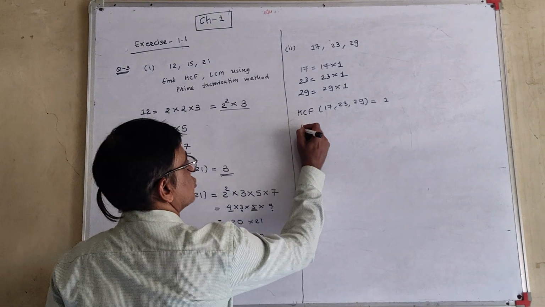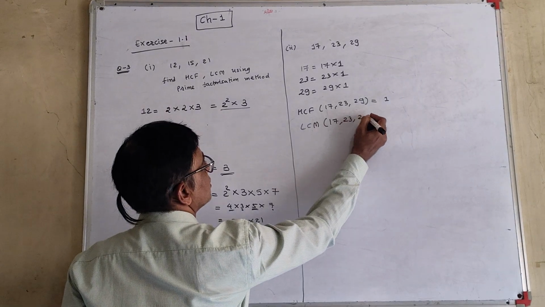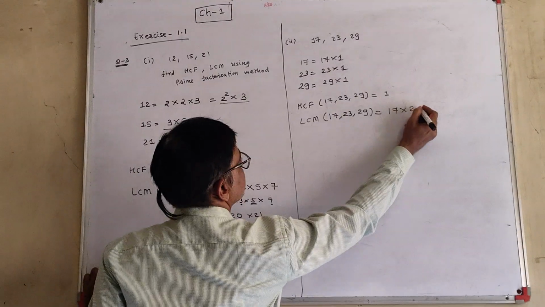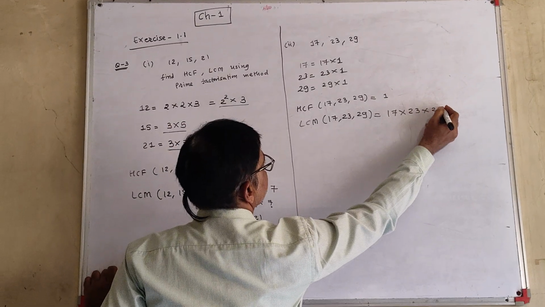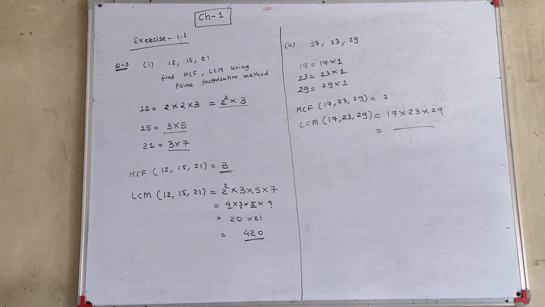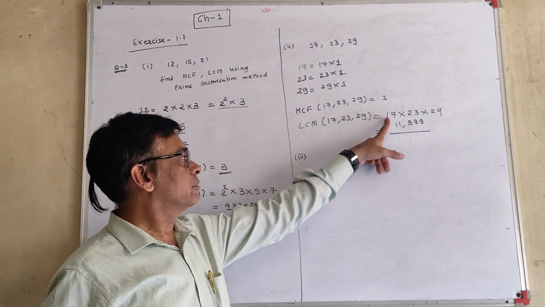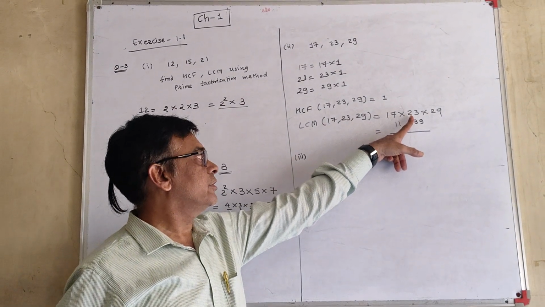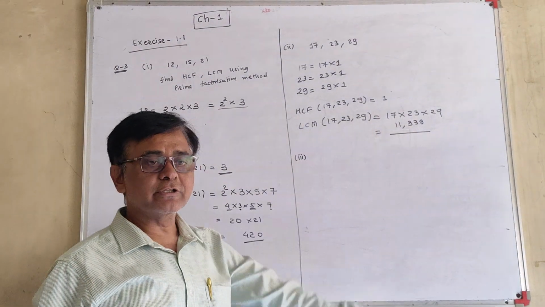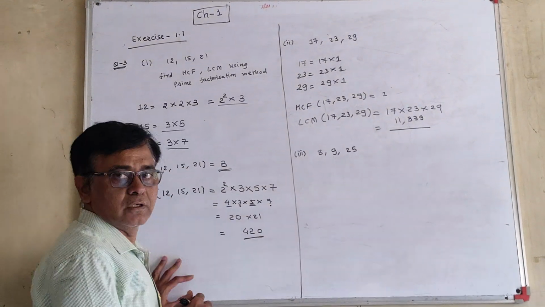Done. So here LCM is equal to the product of 17, 23, 29. So the multiplication of 17, 23 and 29 is 11,339, which is your LCM. Done.